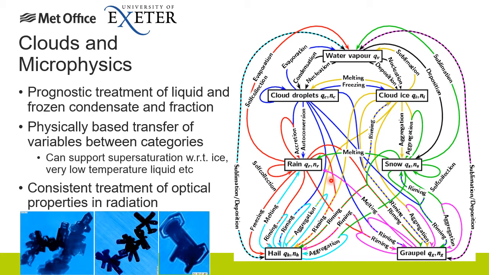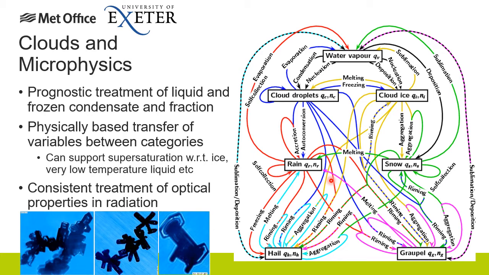And the result of this is that you can support things like supersaturation with respect to ice, very low temperature liquid, etc. You can get a much bigger variety of cloud properties than you get with a simpler scheme that has a temperature dependent threshold or something like that.